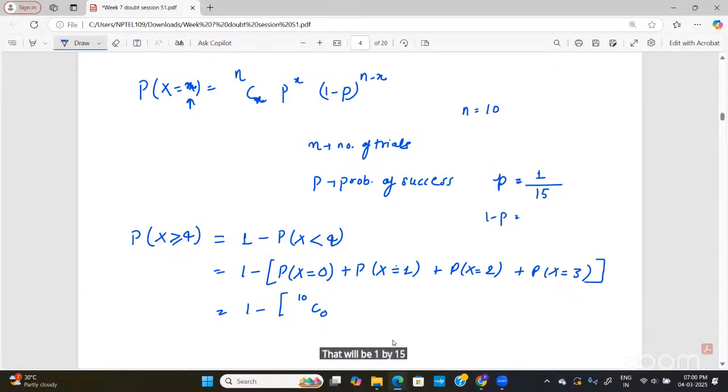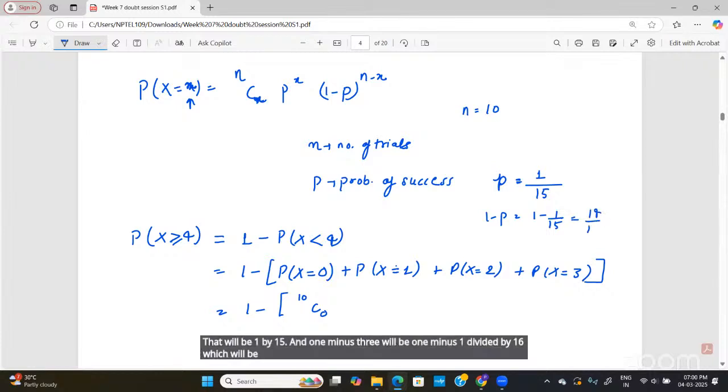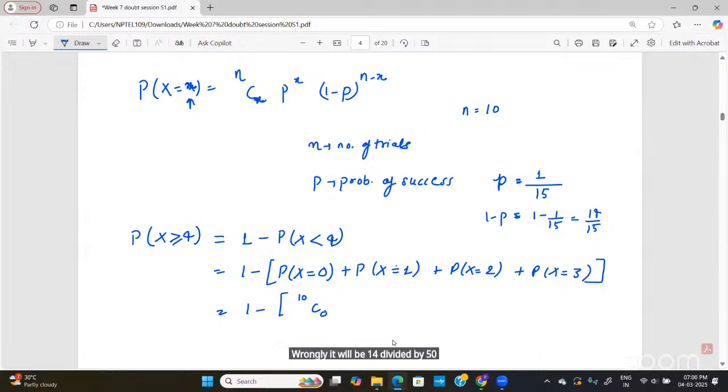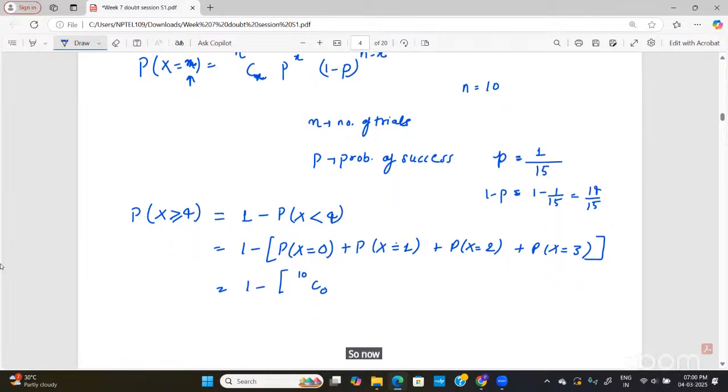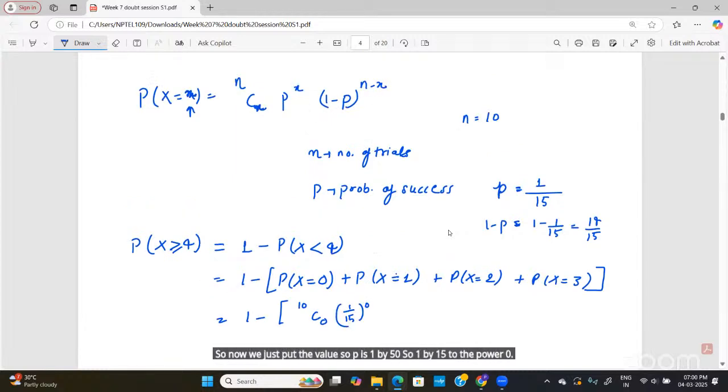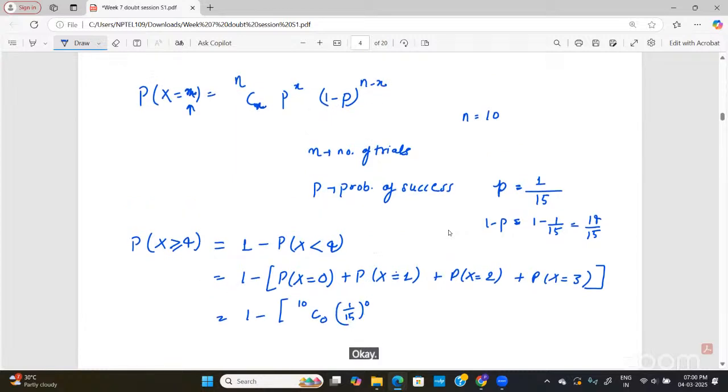And 1 minus P will be 1 minus 1 divided by 15, which will be 14 divided by 15. Or you can say the probability of doing a question wrongly will be 14 divided by 15. In 14 ways, you can attempt the question in a wrong way, right? So now we just put the values. P is 1 by 15, so 1 by 15 to the power 0. And 1 minus P, which is 14 divided by 15, to the power 10 minus x, which means 10 minus 0.